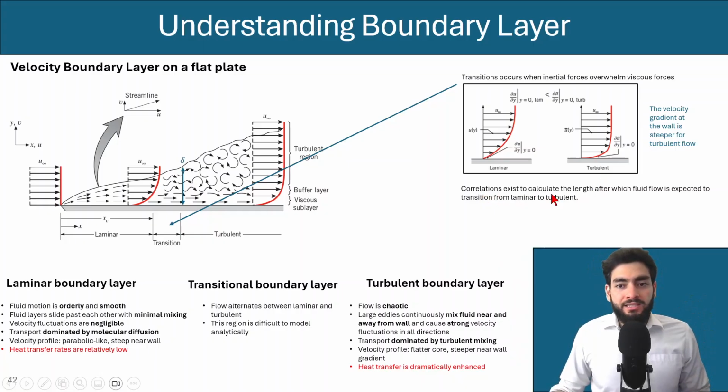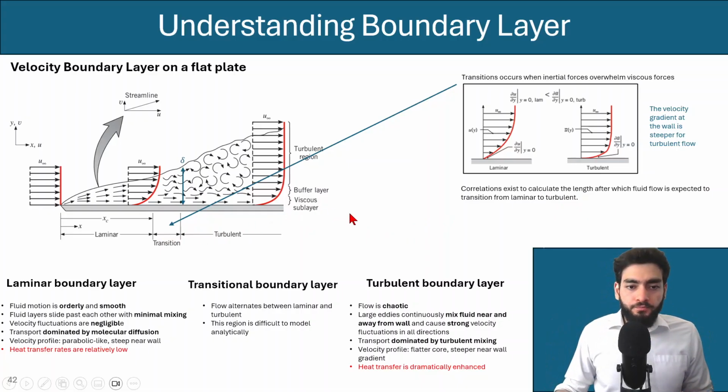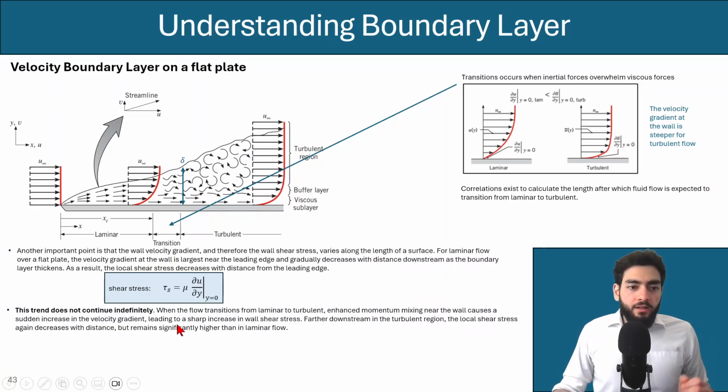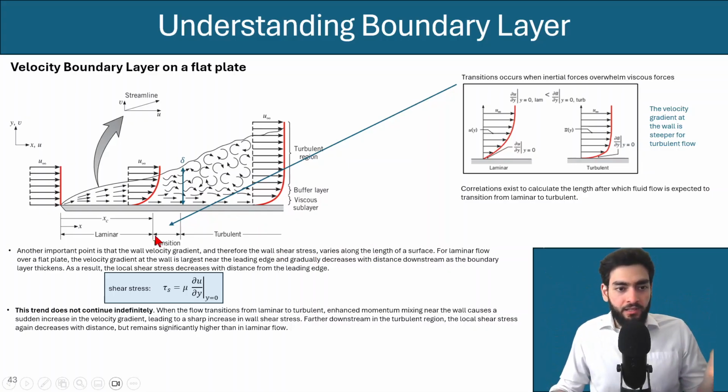And correlations exist, as I mentioned, to calculate the length after which the fluid flow is expected to transition from laminar to turbulent flow. Okay, another important point is that the wall velocity gradient, and therefore the wall shear stress, varies along the length of the surface of the flat plate. And I did mention that to you previously. But now that we're looking at the different regimes, let me actually explain what's happening here.